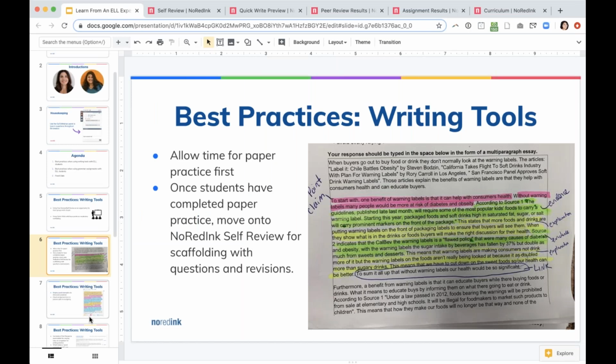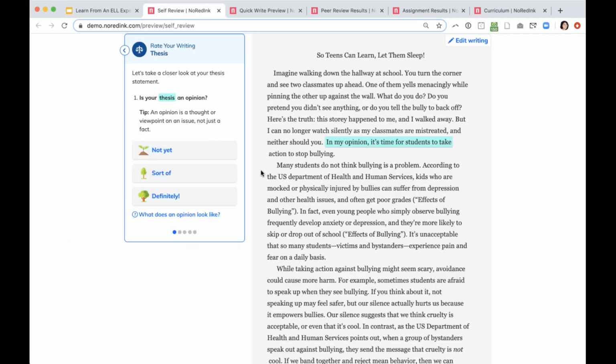And so again, best practice, as she mentioned, that paper process is very important for her ELLs in order to be able to then go into NoRedInk and use the scaffolding within the self-review to be able to analyze their draft.